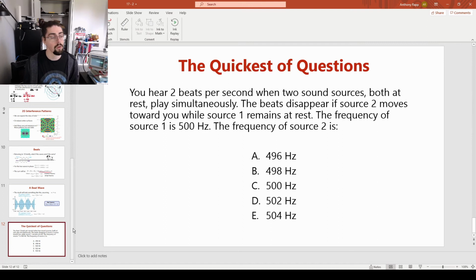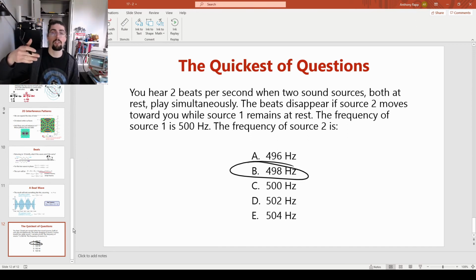When the source starts moving towards you, the pitch shifts upwards. So if it was 502, and it moved towards us, it would start sounding even higher. We would get a faster beat frequency. But because it's moving towards us and the beating disappears, we know it has to be 498. The pitch shifts upwards, the two frequencies match, we don't hear the beating anymore.